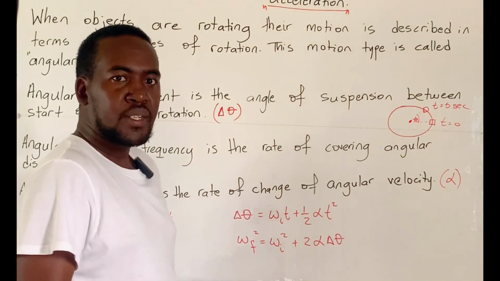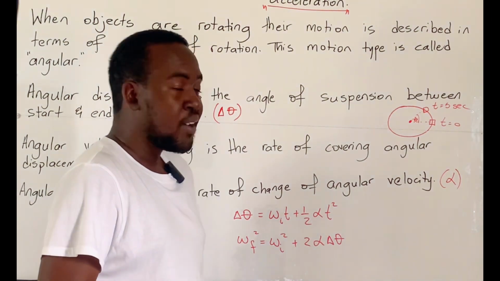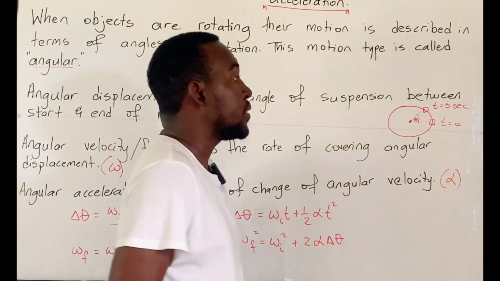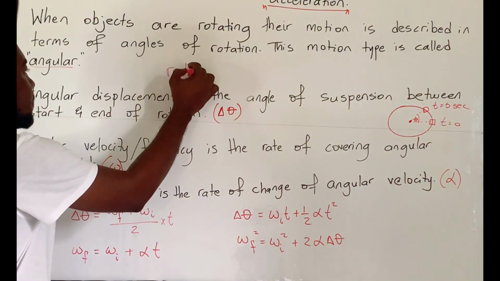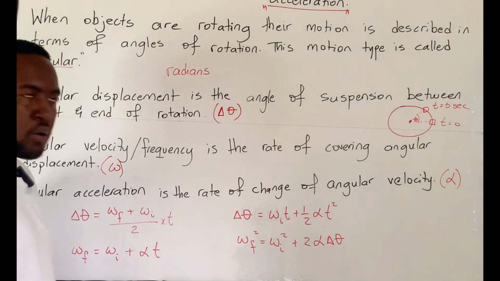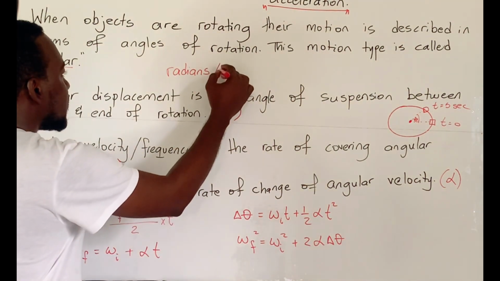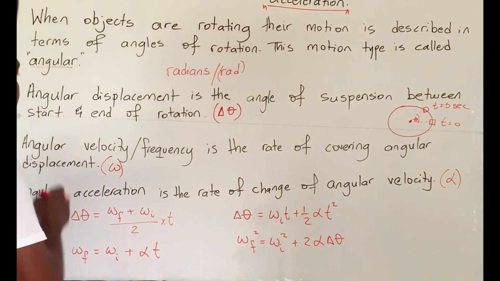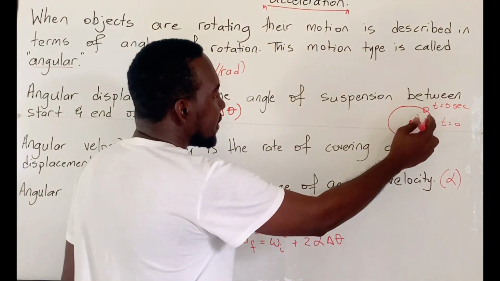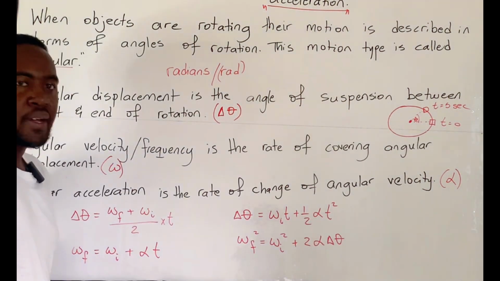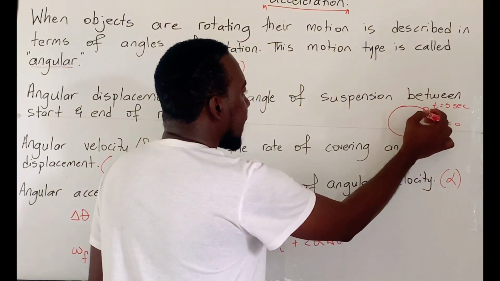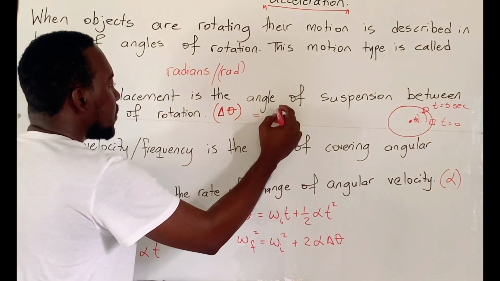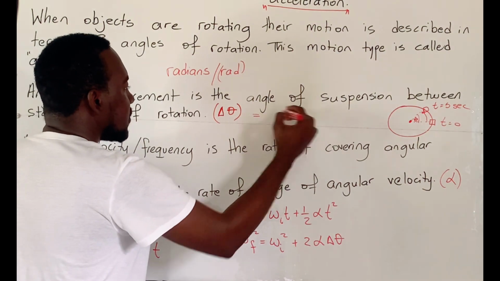Now, this angle is not in degrees. When we talk about angular motion, we use a special unit for angles, which we call radians. From now on, you will hear about radians, which we shorten to rad. So if this angular displacement is the angle that is created, meaning the object moves this amount of angle from point A to point B, then the unit we represent angular displacement with is rad, or radians.